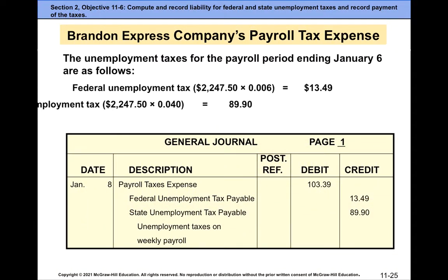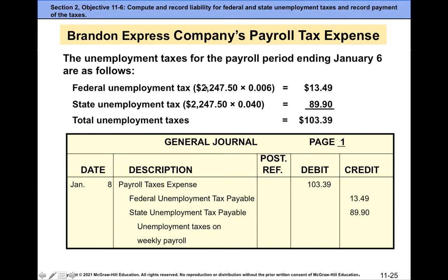So here's an example. So taxable wages, $2,247.50, times 0.006. This is unemployment for federal unemployment purposes. 0.6% or 0.006. Don't make a mistake here. If you do 0.06, that's 6%. Our rate is only 0.6%. So $13.49. State unemployment, they will always tell you what it is. In this example, it's 4%. So together, these unemployment taxes.